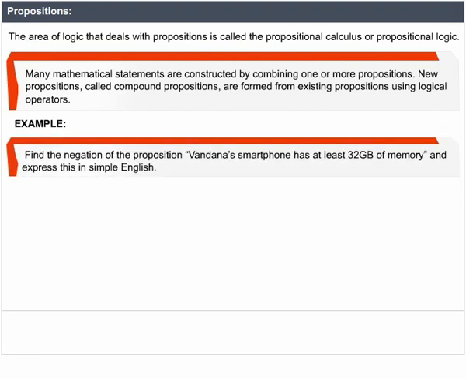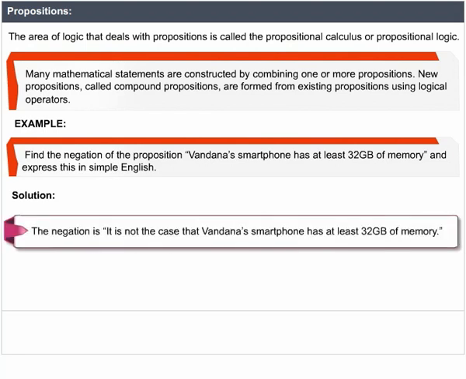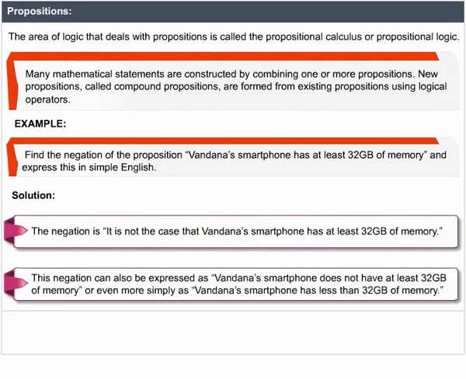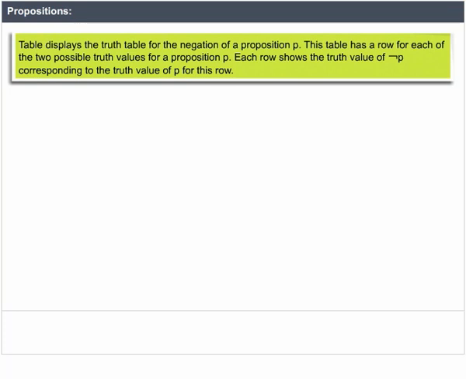Example: find the negation of the proposition, Vandana's smartphone has at least 32 GB of memory, and express this in simple English. Solution. The negation is, it is not the case that Vandana's smartphone has at least 32 GB of memory. This negation can also be expressed as Vandana's smartphone does not have at least 32 GB of memory, or even more simply as Vandana's smartphone has less than 32 GB of memory. The table displays the truth table for the negation of a proposition P.